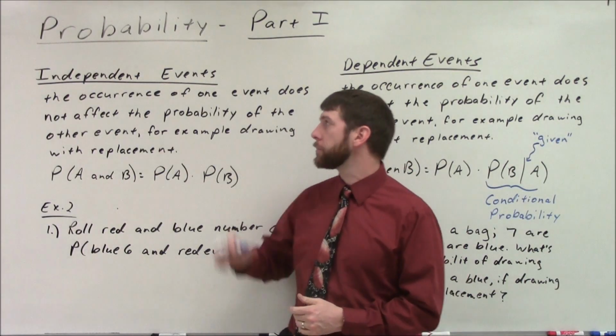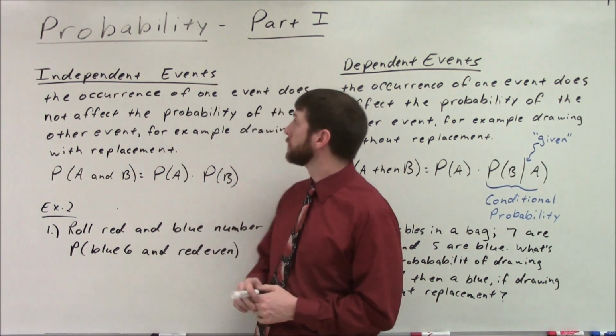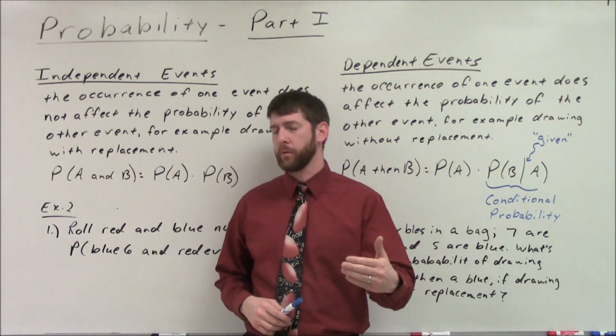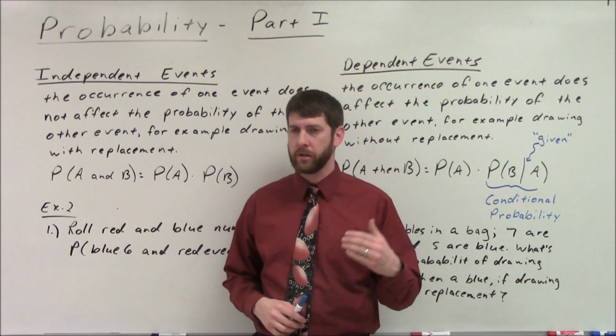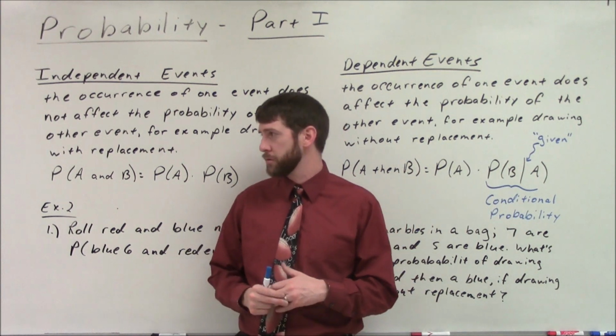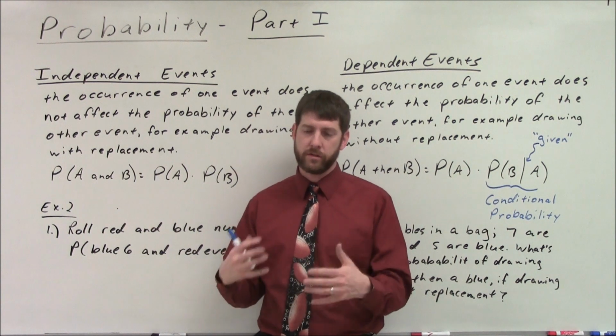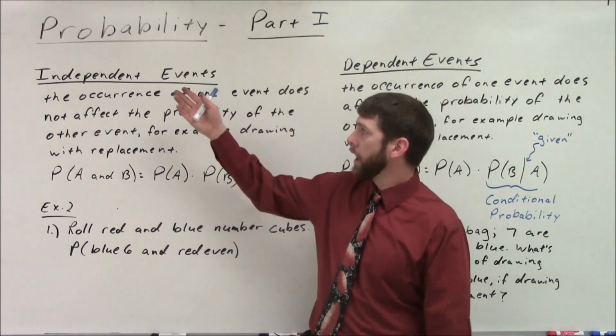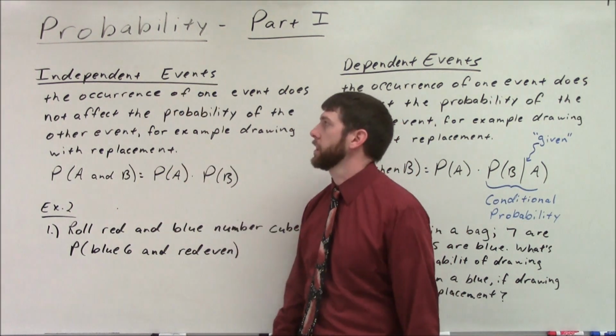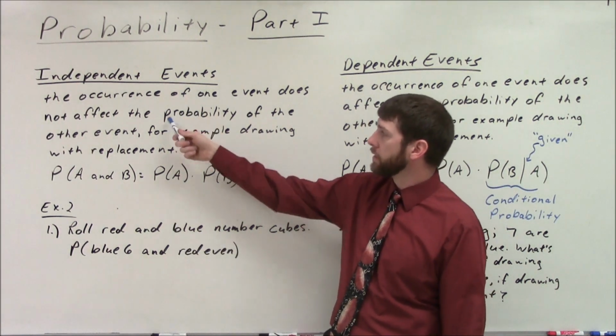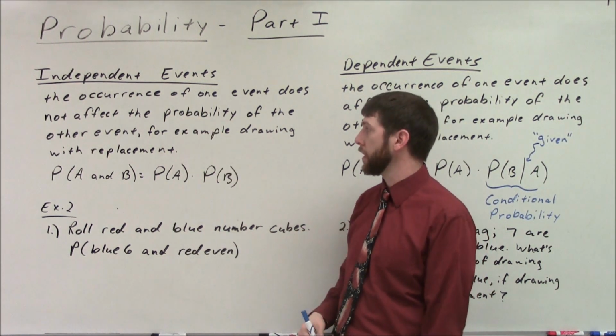Okay, here we have independent and dependent events, which is going to be different from what we're talking about in a few minutes, called mutually exclusive and non-mutually exclusive. These either can affect or can't affect each other depending on certain conditions that we lay down. Independent events, obviously, are independent of each other. The occurrence of one event does not affect the probability of the other event.